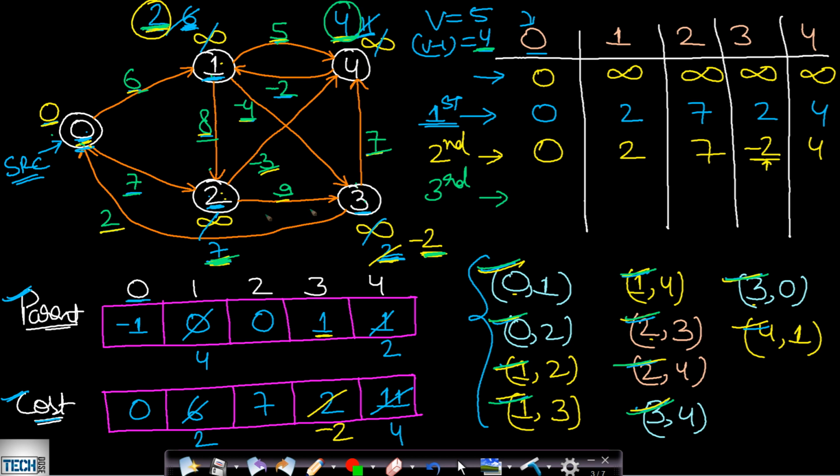Again for this 3 to 0, the cost will be minus 2 plus 2, which will be 0, already 0 is present, we won't do anything. For this 4 to 1, the cost will be 4 plus minus 2, which will be 2, 2 is already present, we won't do anything. Now in this step there was no update, and so the values will remain the same.